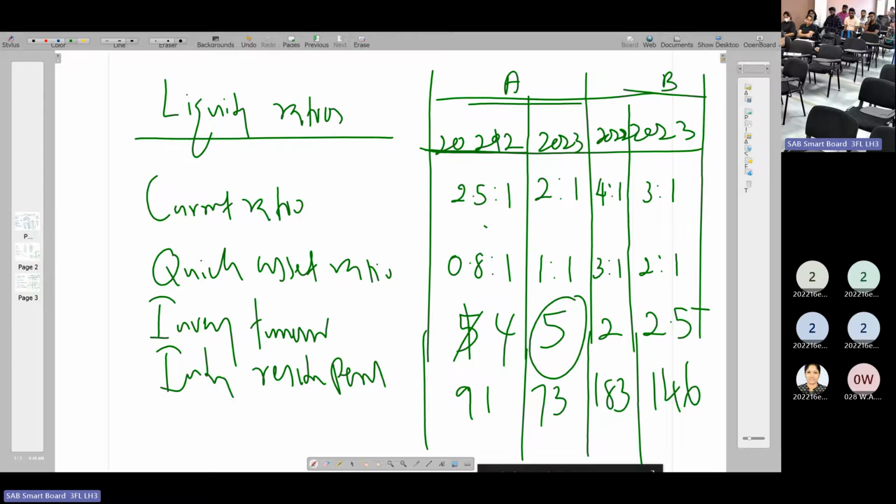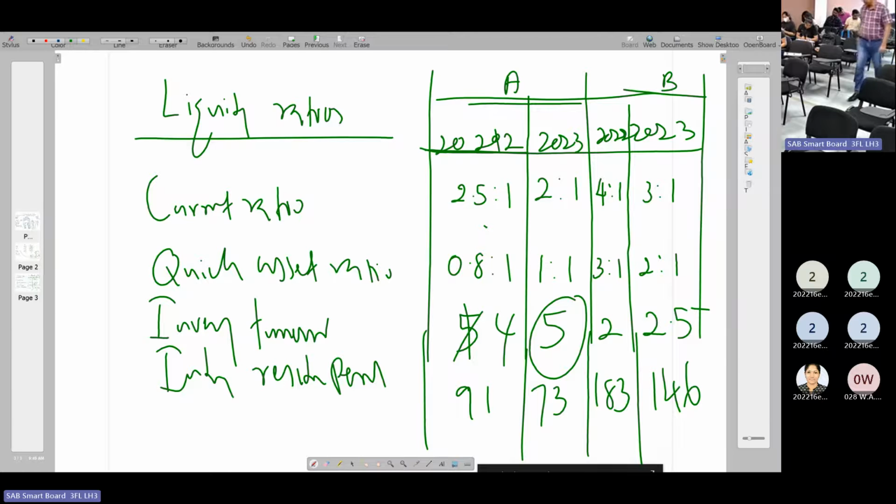On the other hand, debtors turnover is credit sales divided by average debtors. This is the discussion; we will be discussing it. It has to be written down.